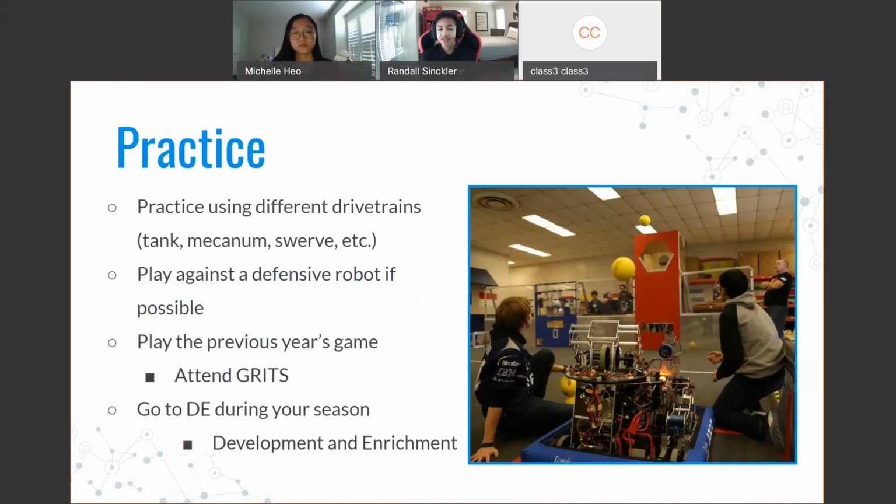If possible, practicing against a defense robot is also extremely helpful. This could be your main drive team against your backup, or you can invite a neighboring team to practice with you if you have the space to do so. Going to a full-size practice field, like DE, is great because it's an actual full-size playing field you can practice on, either with another robot or just alone.